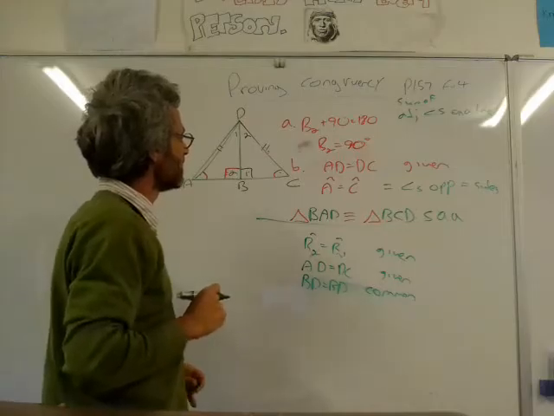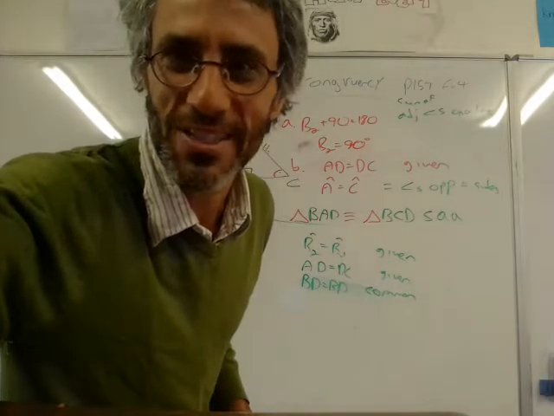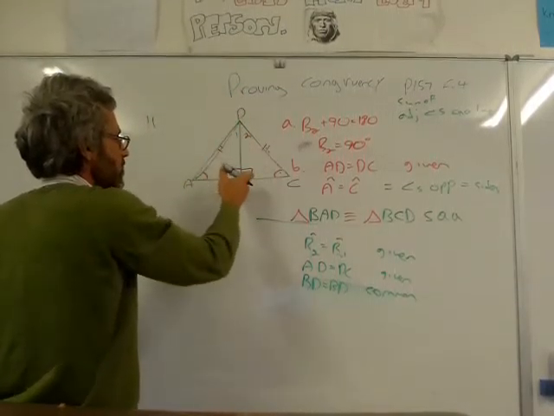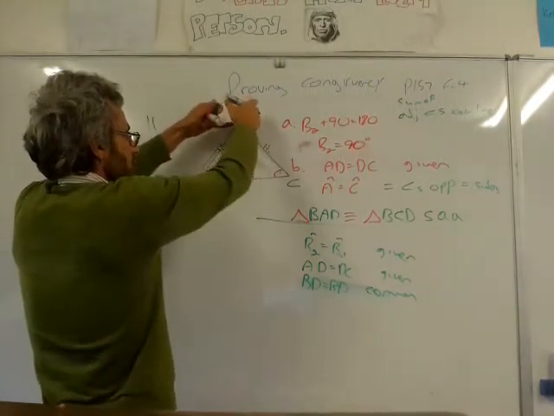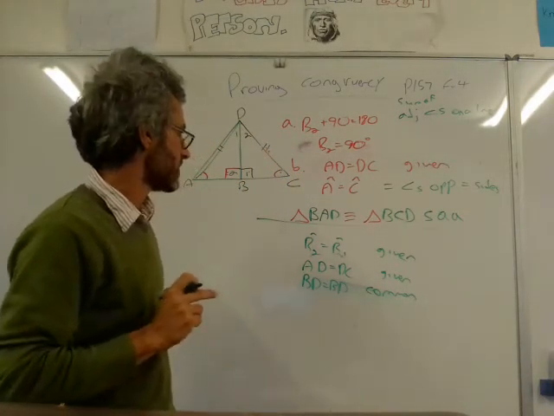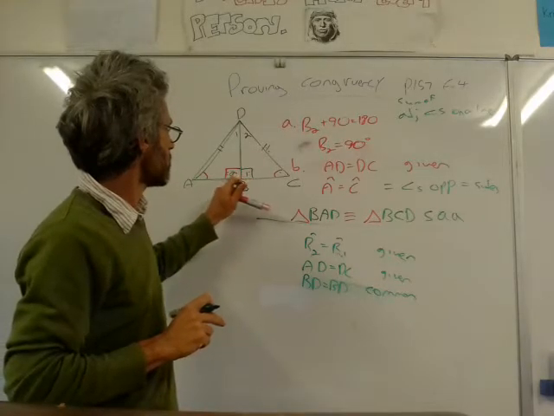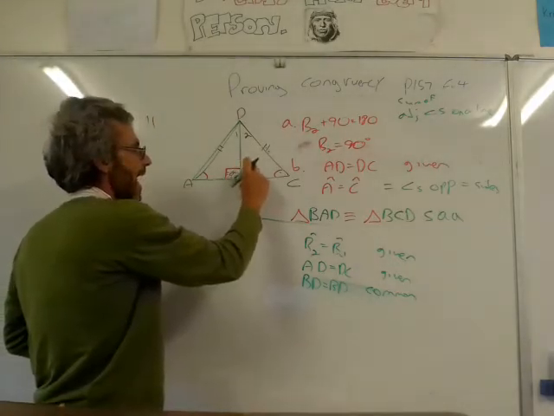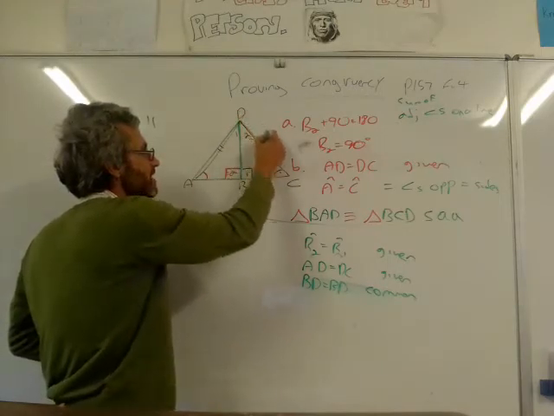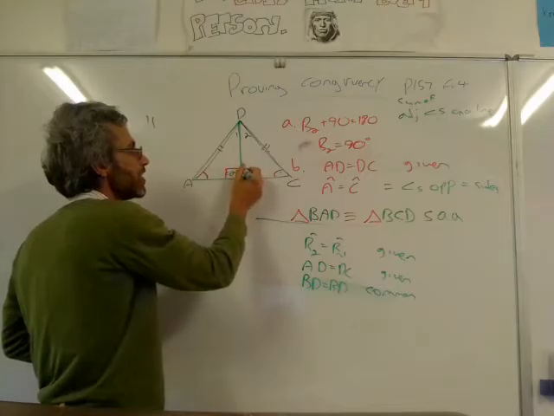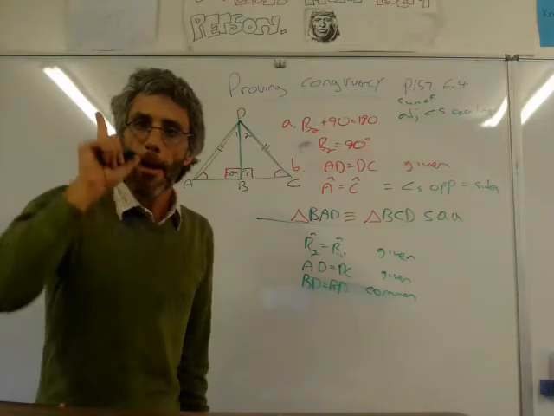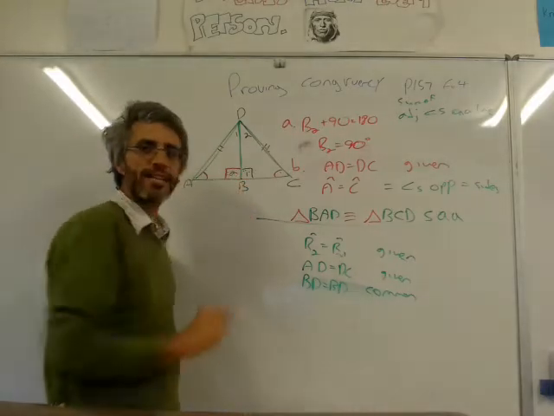So hang on, just pause here for a second. I've got a common side. I've got a side here that is equal to itself. I've got another side that is equal to itself. But now I've got a problem. I've got one more angle that is equal to itself, B1 is equal to B2. But check this out. The angle here is not between the two sides. This is one side, this is the other side. The angle that is equal to each other is not in between. I don't know that D2 is equal to D1. But that angle is 90 degrees.